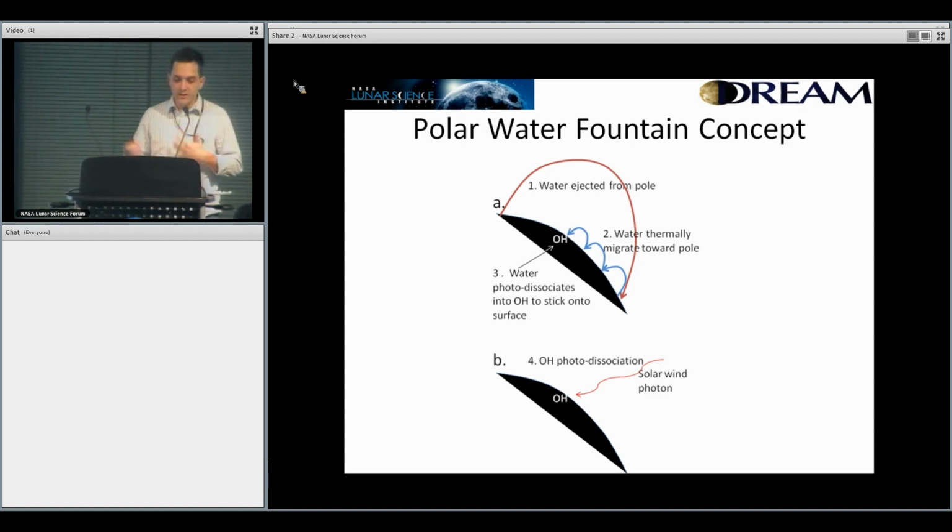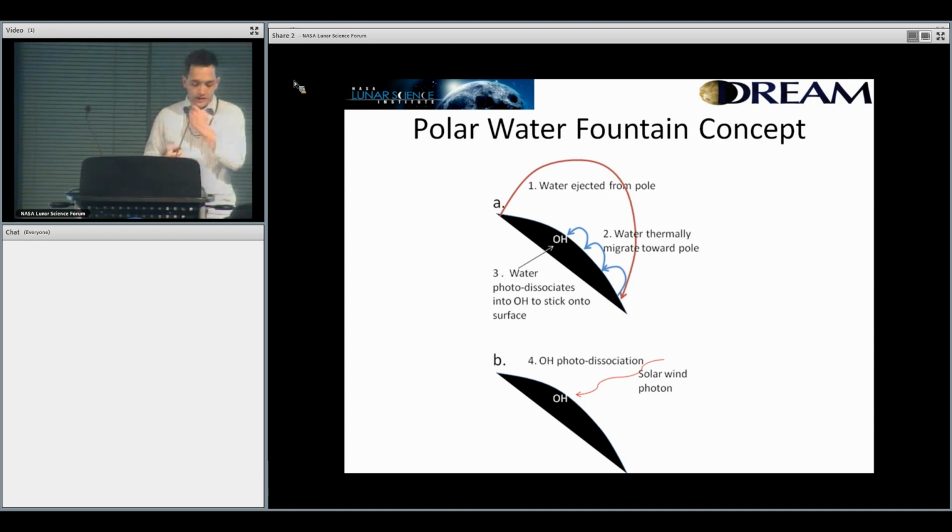We'll look at the various space weathering processes to try to estimate yields of water coming from the poles as a source for the OH veneer. We're only considering water within the polar craters. This gives us an area of about 100 kilometers squared.